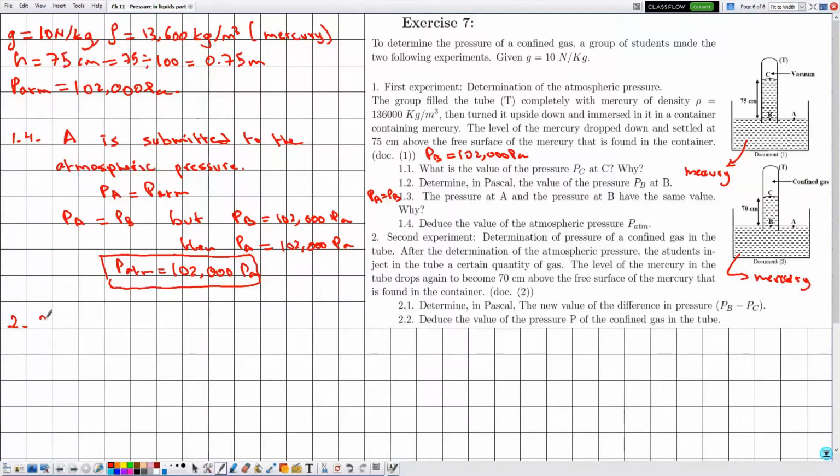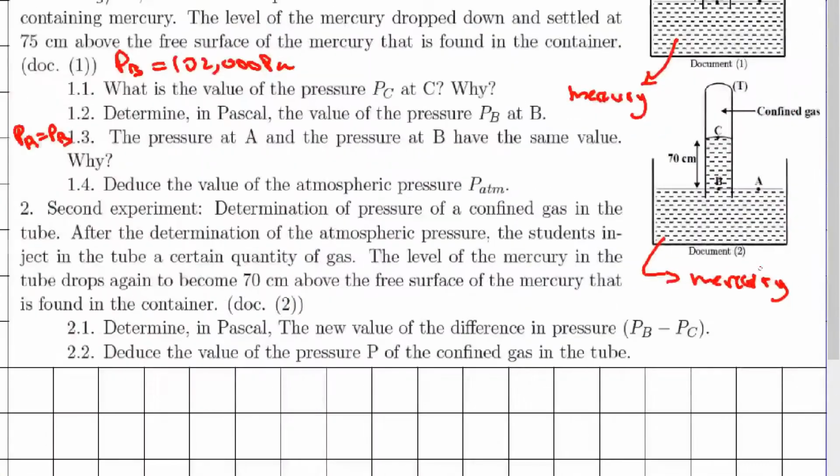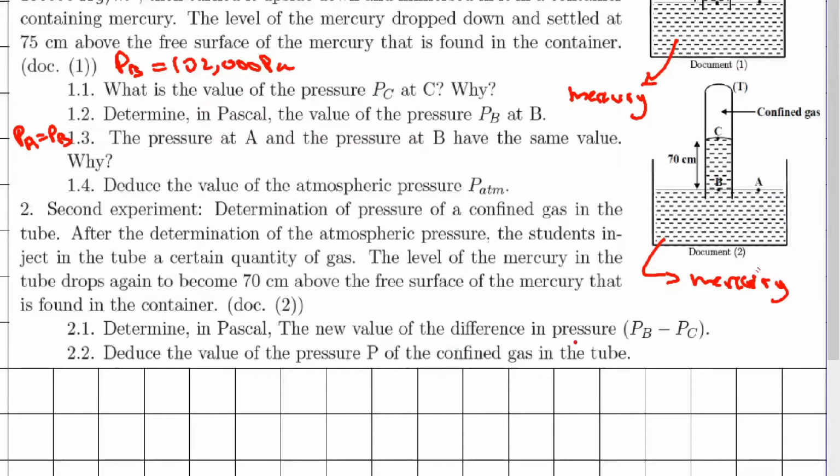Now in 2.1, determine in Pascal the new value of the difference in pressure PB minus PC. Here the difference means the variation, and the variation is usually denoted by delta P. We know that delta P across any 2 points is given by the density of the liquid times g times h. So delta P is the difference between the pressure of 2 points. We always start by the point which is located at a horizontal level lower than that of the other point, which is the point B, and the other point is the point C. So for sure PB minus PC represents delta P.